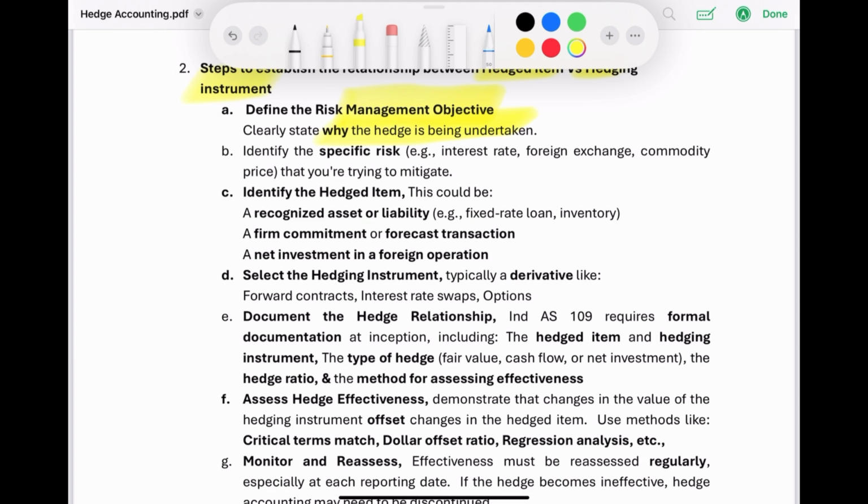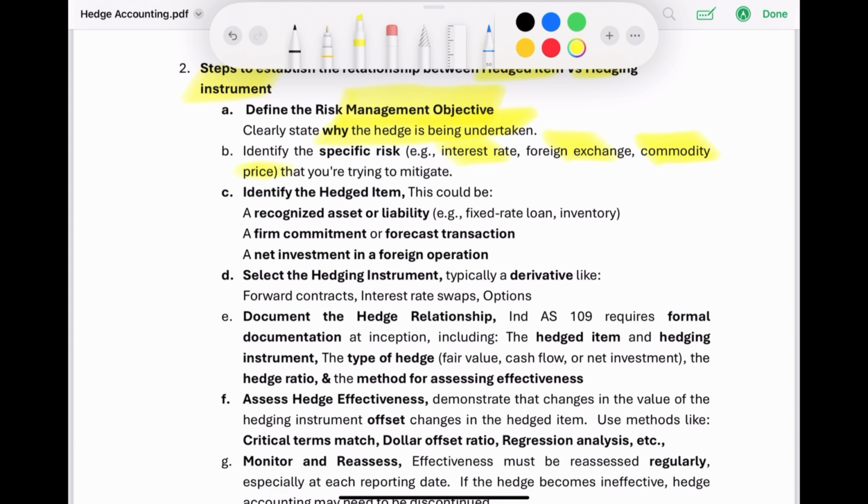Okay, and the next step is to identify the specific risk. The risk could be interest rate risk, foreign exchange risk, or commodity price risk. Just for example, there could be many risks. So what are the specific risks that are being hedged? That needs to be stated in the policy.